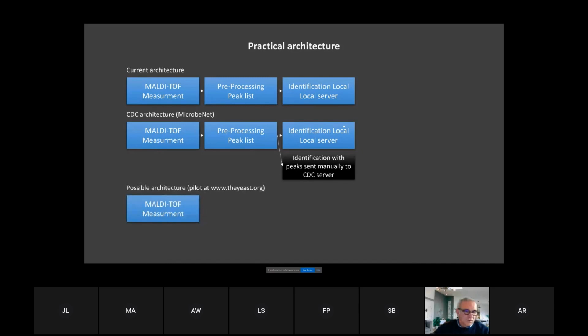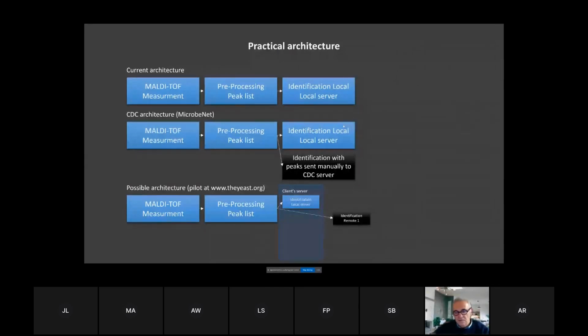So what we want to do is to do a pilot project together with Brücker and the CDC, and of course the Westerdijk, to create a reference database. So the first steps are the same. You do your identification on your local server or against your local server as well. So this is the client server.